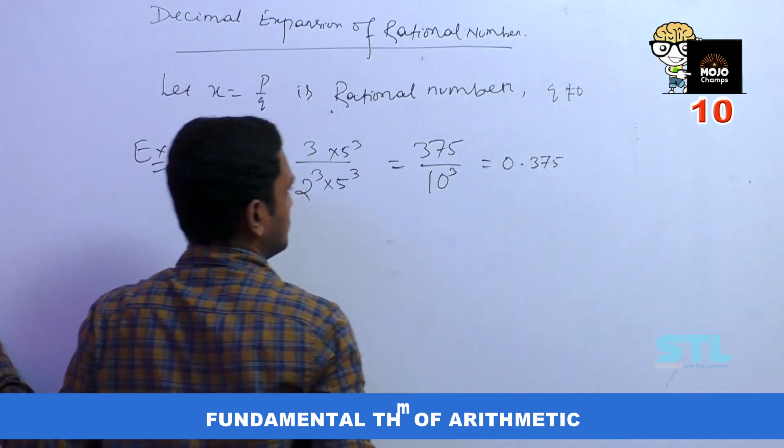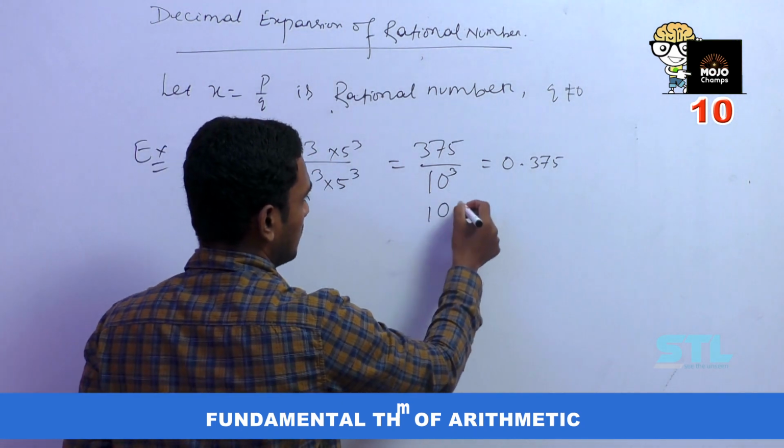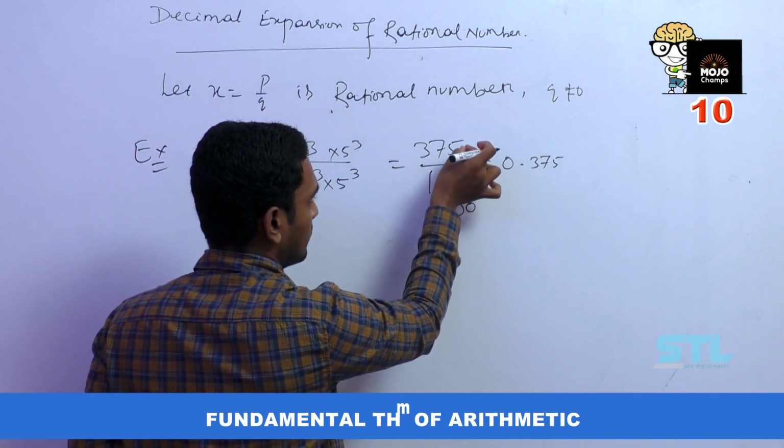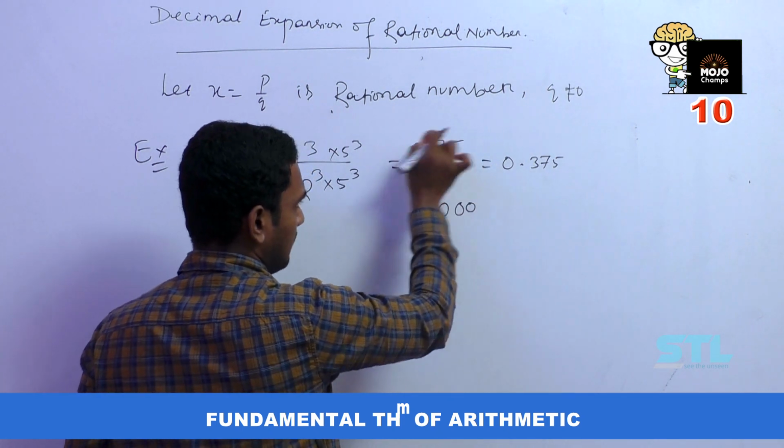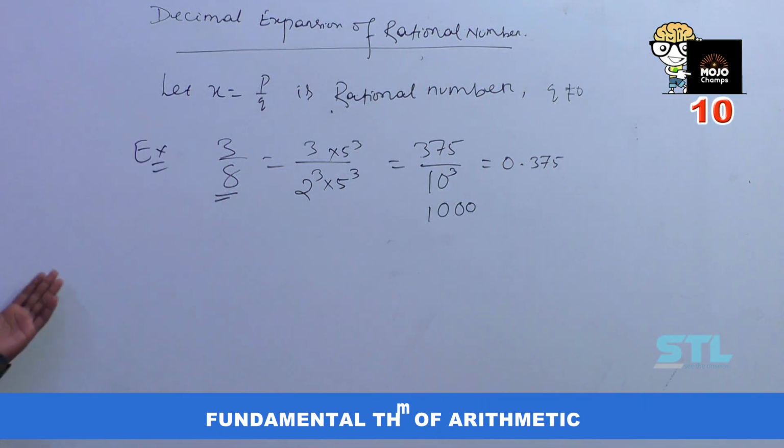So now it will be 0.375. Normally you know that from the right side I count 1, 2, 3, then I put the decimal point. You know this, how to find the decimal. Okay, so this is the example.